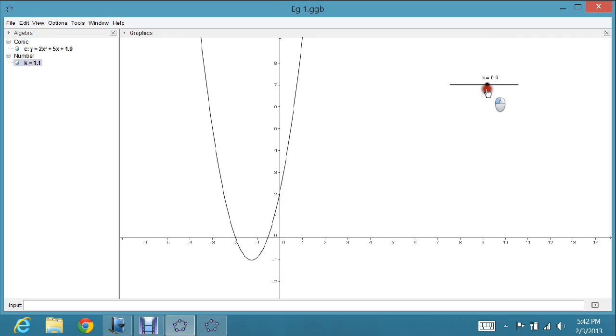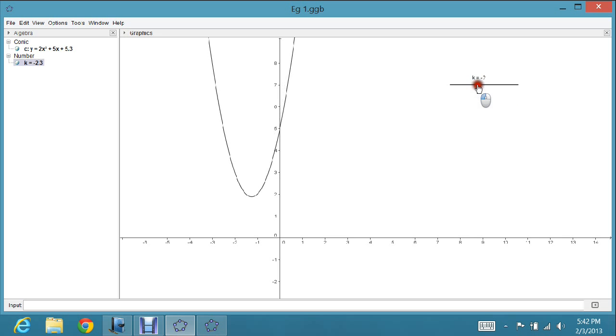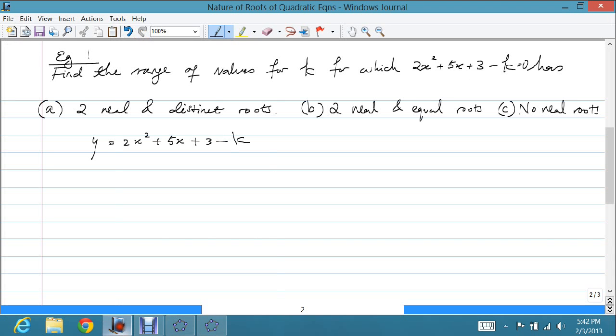So of course, if k just touches, in this case it touches the x-axis, it has only one real root or two equal real roots. So we need to find out this range of values of k for the different cases in the question.